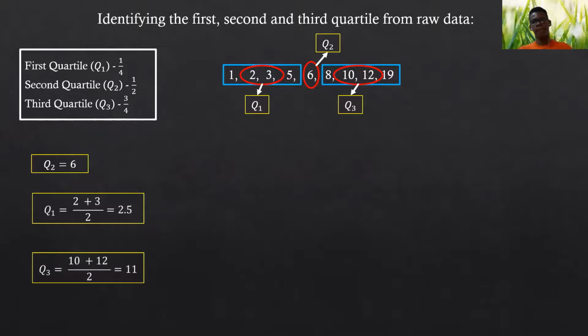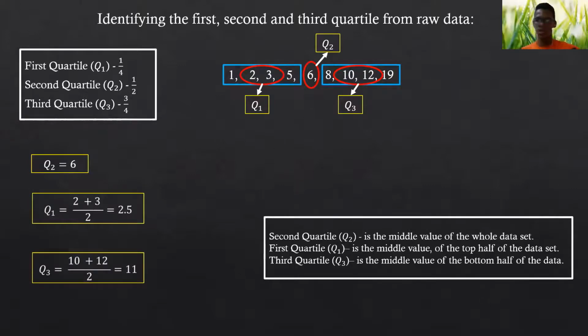That is it. And here is what I was saying. So the second quartile is the middle value of your whole data set. The first quartile is the middle value of the top half or the first half of your data set. And the third quartile is the middle value for the bottom half or the latter half, the last half of your data. Right? That is it. So all these quartiles, you can think of them as halves of halves. The first and third quartile, you can think of them as halves of halves, right? And the second quartile is half of the entire data set.